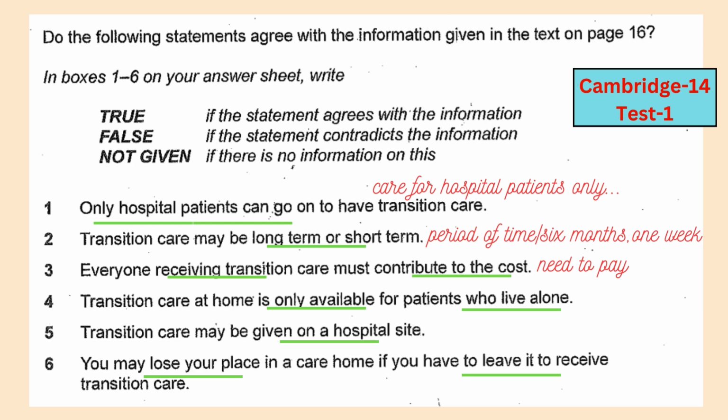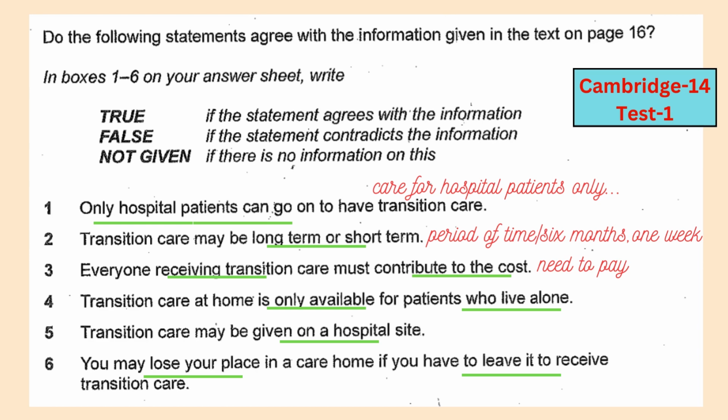Everyone receiving transition care must contribute to the cost. Okay, if you are receiving, you need to pay. Fourth statement is transition care at home is only available for patients who live alone. It means we get the idea, if you live alone, the care is available. Fifth statement is the transition care may be given on a hospital site. Okay, this is the key word: on a hospital site you will get the care.